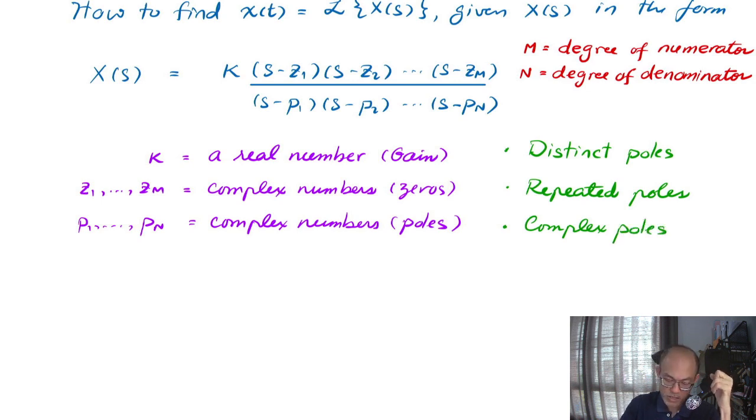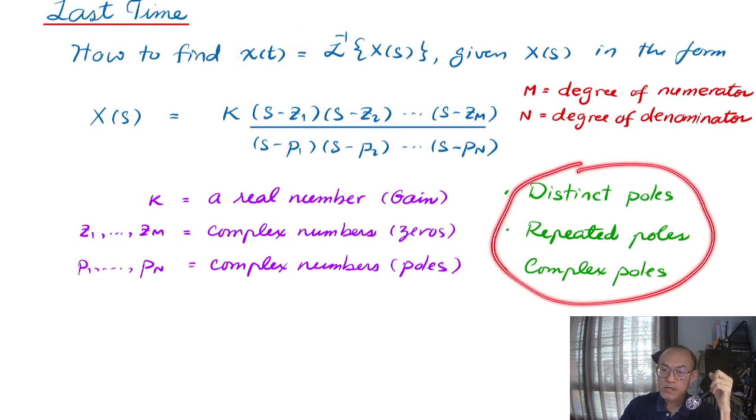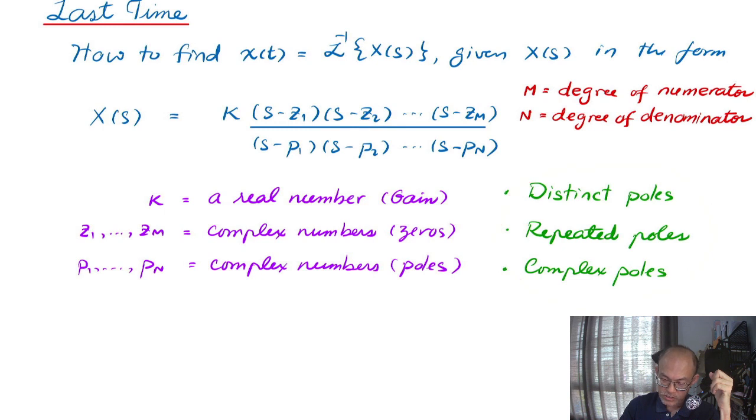You see that the behavior of x(t) here depends on each of the cases. For example, if all the poles are distinct, then x(t) is represented by a particular form. But if there are poles that are repeated, then the form of x(t) will be different. And if the poles are complex, then the form of x(t) will be completely different. There will be some oscillation going on, as you will see.